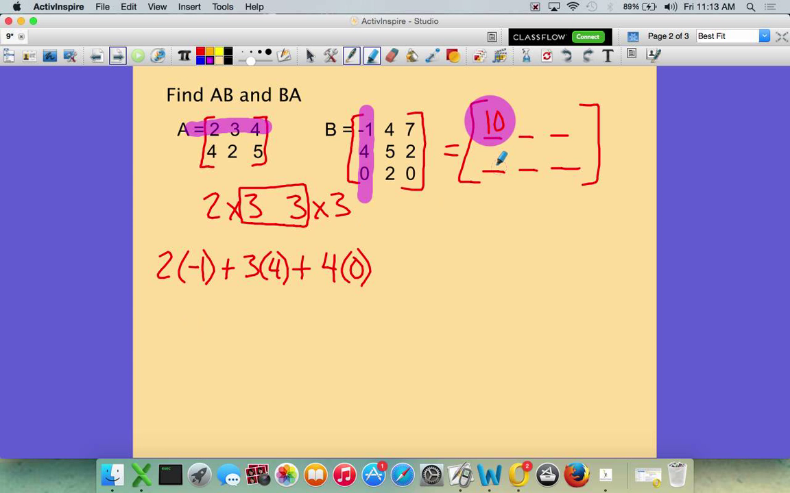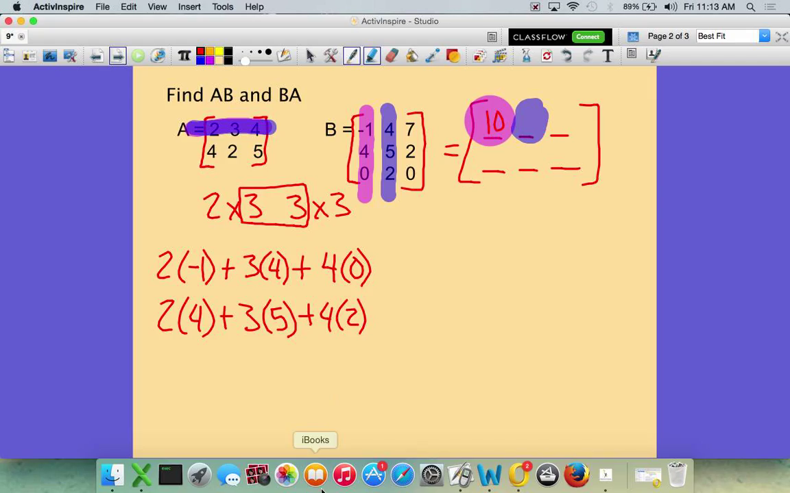Then we go to our next spot. It really doesn't matter whether you go down or to the right. I am going to go to the right here and fill in this spot. This is in row 1, column 2. So I'm taking row 1 again times column 2 now. So I've got 2 times 4 plus 3 times 5 plus 4 times 2, and then we add those together. So 8 plus 15 is 23, plus 8 is 31.